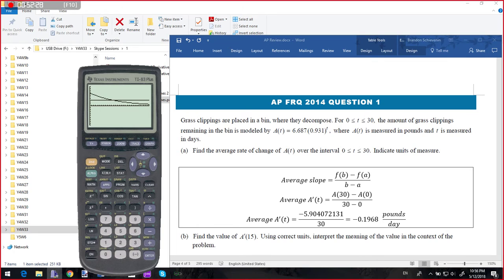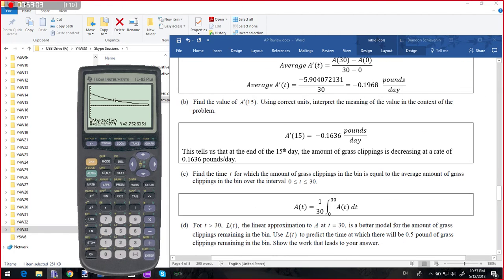How can I figure out at what point they touched? The intersect. Okay, so how do I get the intersect? Second calculate. And the 5, square down. Okay. Intersect. First curve, second curve, guess. And that gives me my intersection point. So these two are going to be equal.